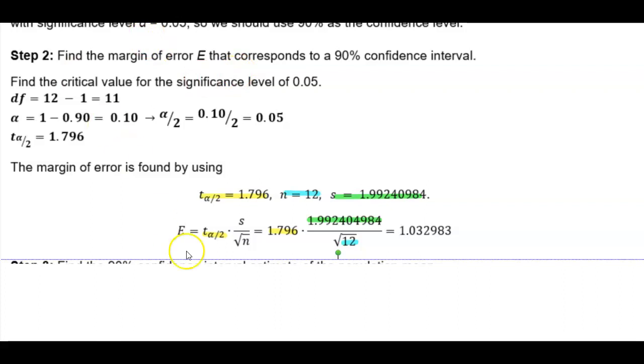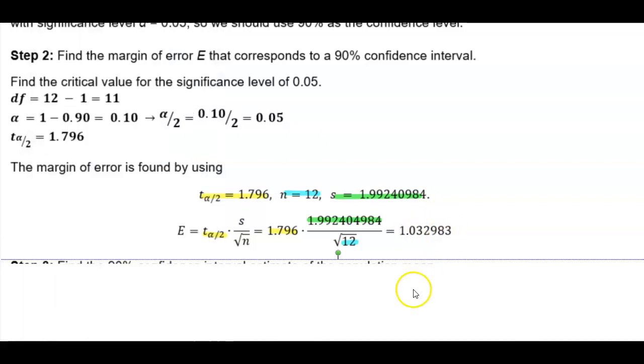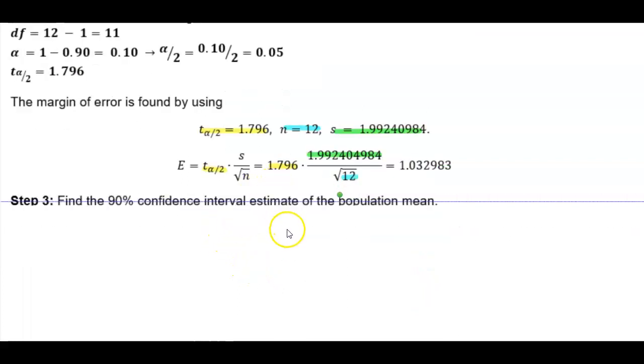Let's go ahead and do this on our calculator. So what we're going to do is take parentheses 1.796, and then we're going to multiply it by the sample standard deviation of 1.992404984, and then put the parentheses there and then press enter. And then we're going to divide that by the square root of 12. And so then we get, rounded to 6 decimal places, 1.032983. So that represents the margin of error.